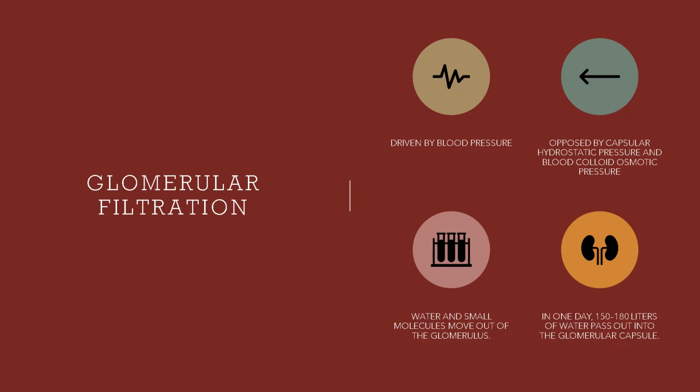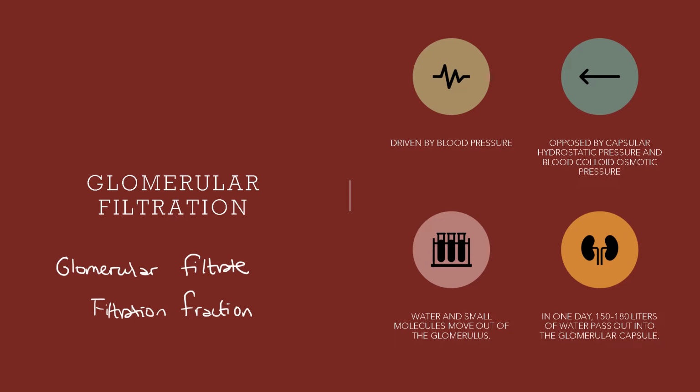The fluid that enters the capsular space is called the glomerular filtrate. Now, the fraction of blood plasma in the afferent arterioles of the kidneys that becomes glomerular filtrate, this is going to be the filtration fraction. So again, this is the fraction of blood plasma in the afferent arterioles that becomes glomerular filtrate.